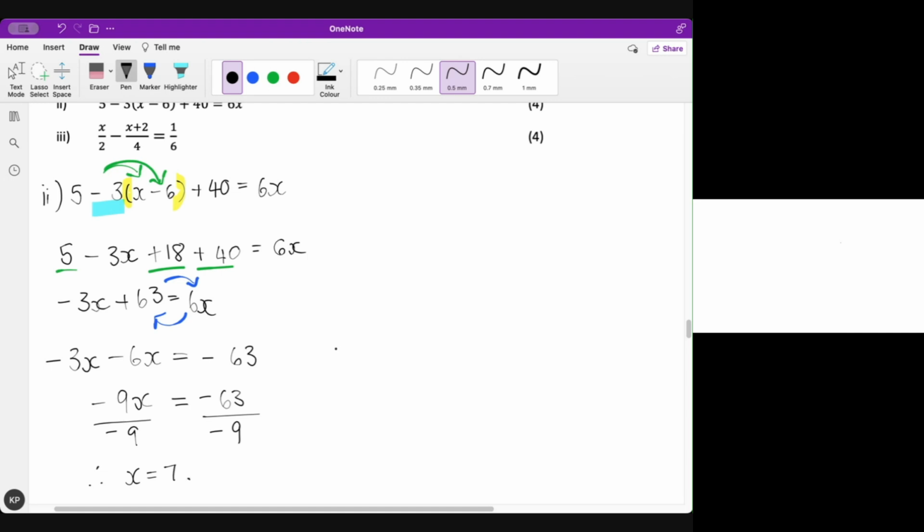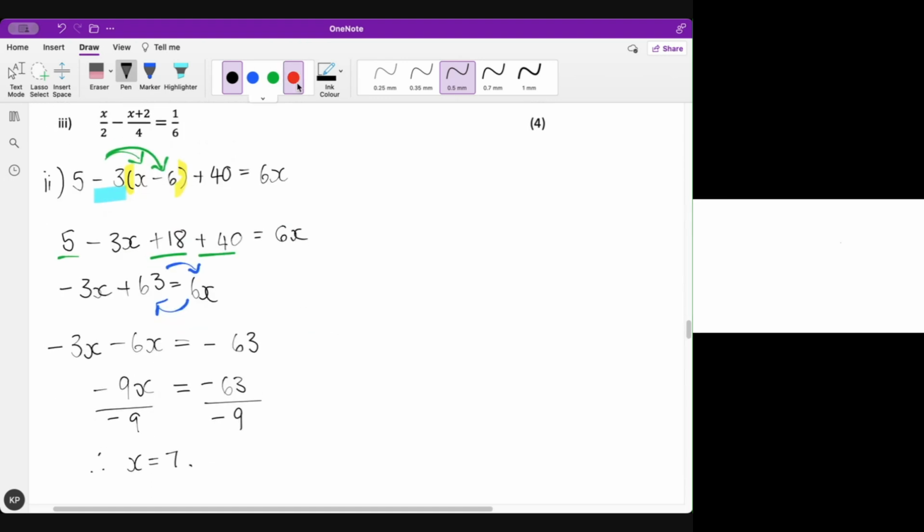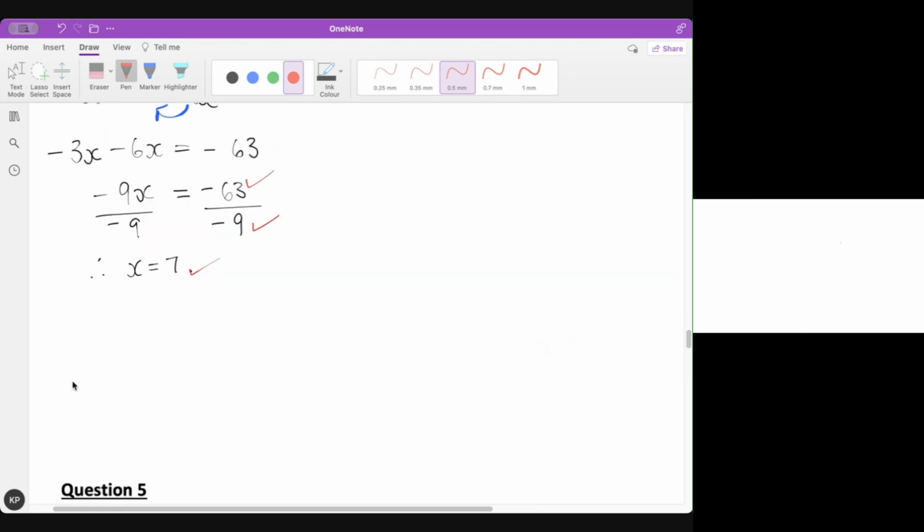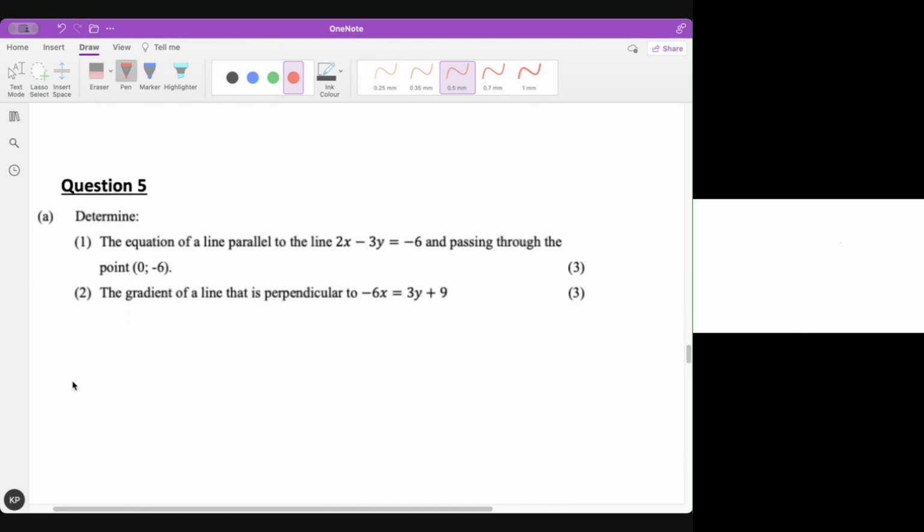Beautiful. This was out of 4 marks. Okay, let's see where the 4 marks are. The distribution, most definitely. Okay, the adding the like terms, so the -9x and -63, deserves a mark. The method of dividing by 9, and finally your final answer, which is 7. Can I get a thumbs up, thumbs down on this one? Beautiful. Okay.